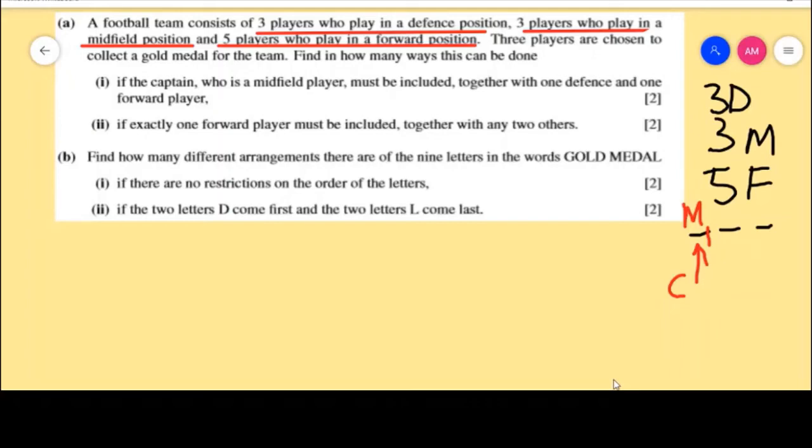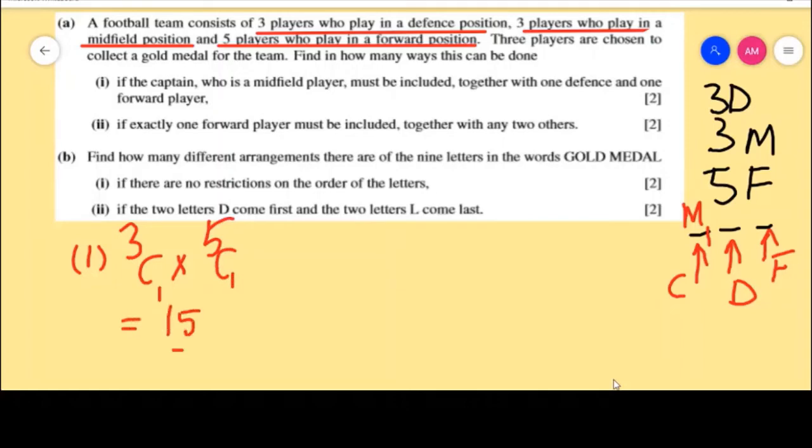I know the captain, so I'm not going to choose the captain together with 1 defense. So I need to choose a defense here. I've got 3 defense, so for part 1 I'm going to go 3 choose 1 for the defense, and I need to choose 1 forward, so this is a forward player. I've got 5 forward players, so 5 choose 1. If I do that on my calculator, I get 15. So this is for part 1.